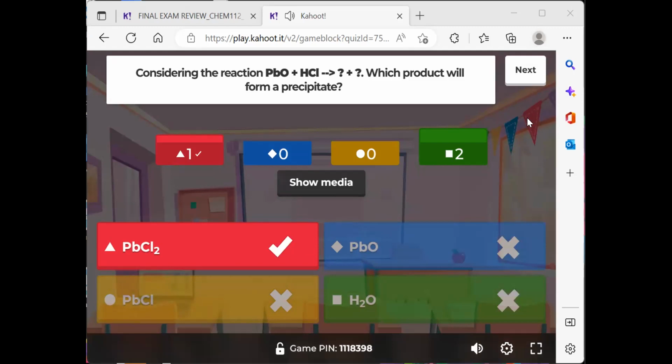This is material from the last exam. And in the last exam, we learned how we have to break the different reactants into ions and then exchange the ions. Now, because this is Pb2+, that's why the correct answer is PbCl2.